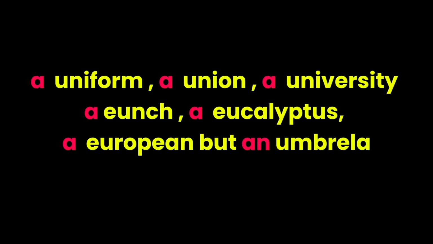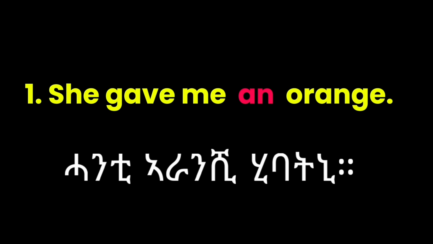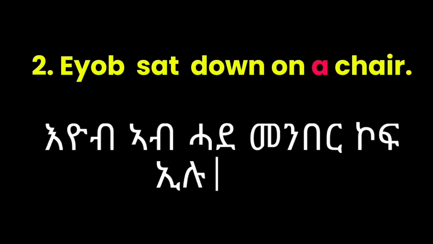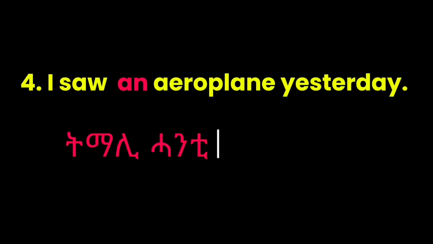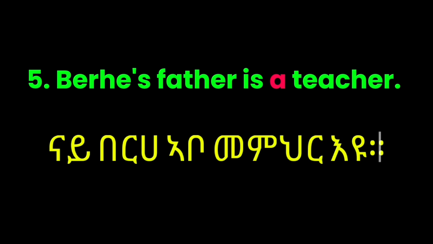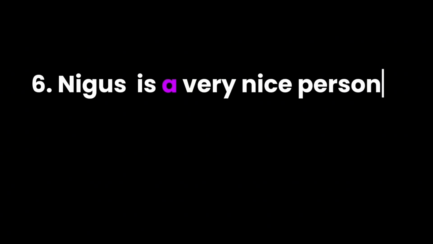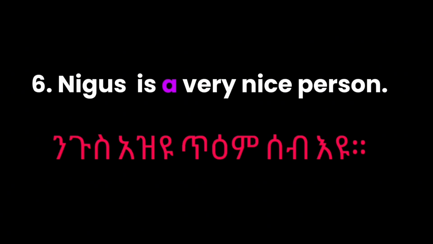Here are examples to differentiate between a and an. 1. She gave me an orange. 2. I sat down on a chair. 3. There is a man outside. 4. I saw an aeroplane yesterday. 5. Berhe's father is a teacher. 6. Niguus is a very nice person.